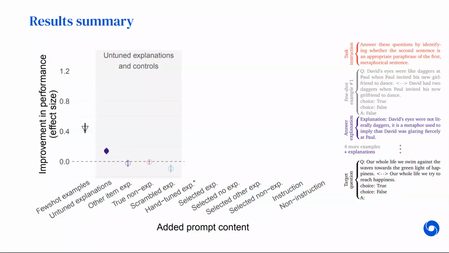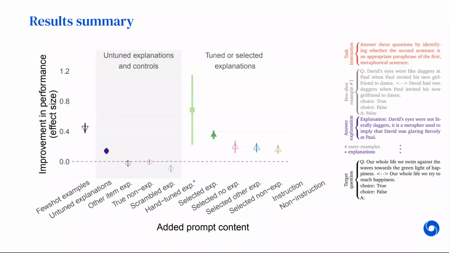Now, in the case of untuned explanations and controls for those explanations, what we find is that untuned explanations have a significant effect of improving performance on the task, but it's smaller than the effect of the examples themselves, about a quarter the size. By contrast, however, control explanations do not have any effect. So it really is something about the explanatory nature of the statement. Even giving the same explanations in the prompt but applied to the wrong questions does not improve performance.